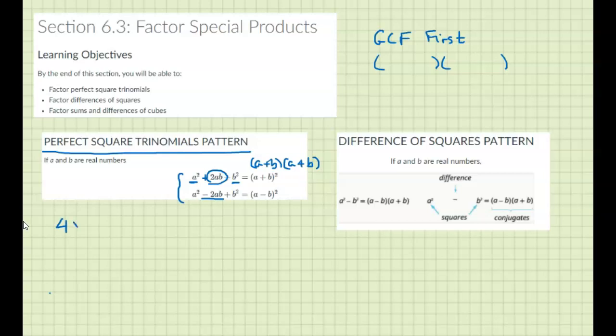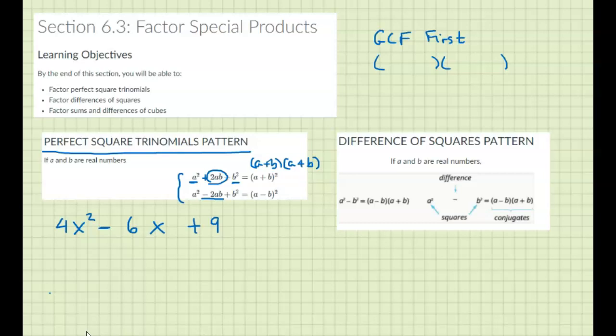Let's say I have 4x squared, minus 6x, plus 9. I'm trying to make one up. There you go: 4x squared minus 6x plus 9.